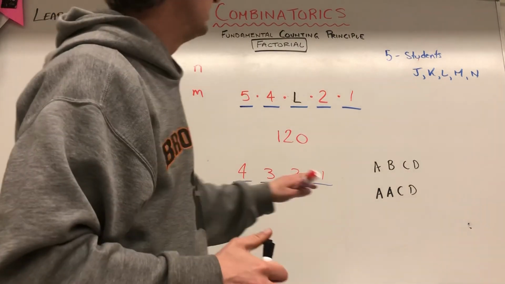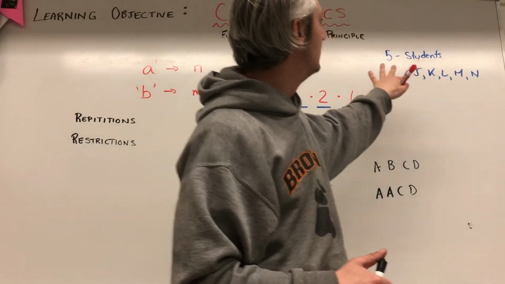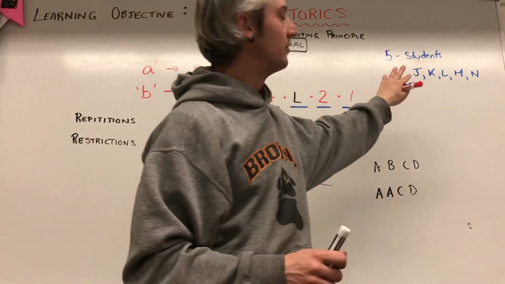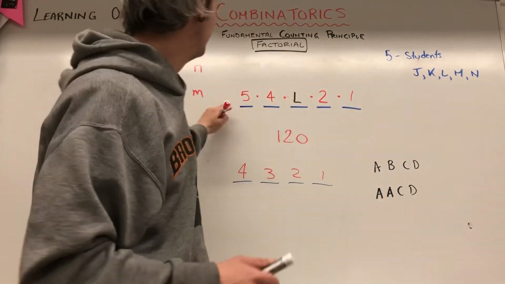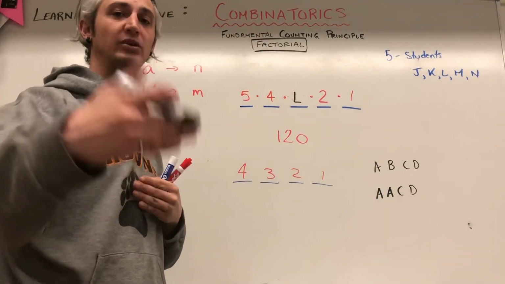At this point, you just need to know that when we are arranging items, with no repetitions and no restrictions, we can just use the number of items factorial, and that will tell us how many ways we can arrange them.